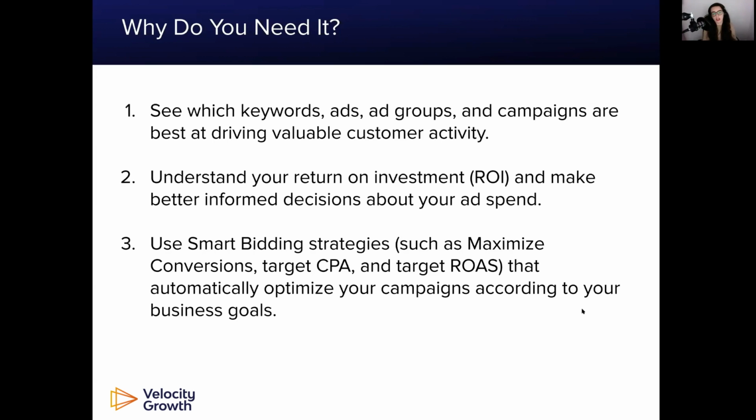You can't use smart bidding strategies such as maximize conversions or target cost per acquisition and target return on ad spend without your conversion set up accurately. So you're also limited in the bid strategies that you can use that we discussed last week. And those automatically optimize your campaigns according to your business goals. So typically you would get a lot more out of the smart bidding strategies than you would the manual ones at this point. The manual ones are a little bit outdated unless you've got very limited data to work with. So conversion tracking is an absolute must to be able to use the smart bidding strategies as well.